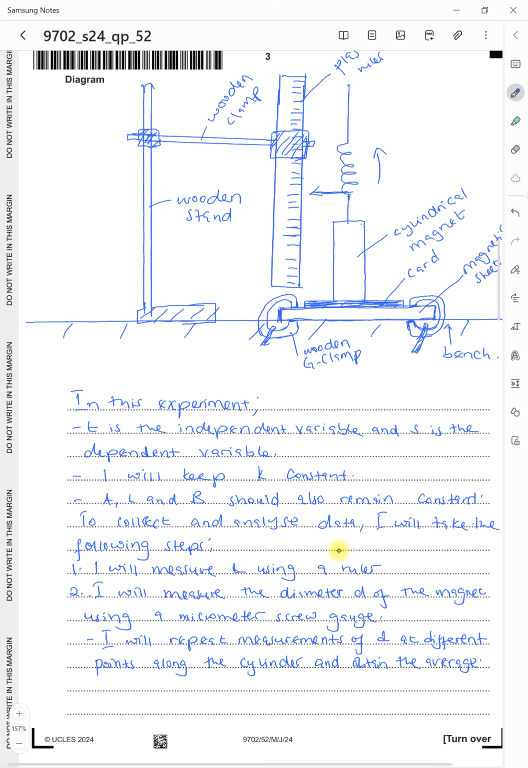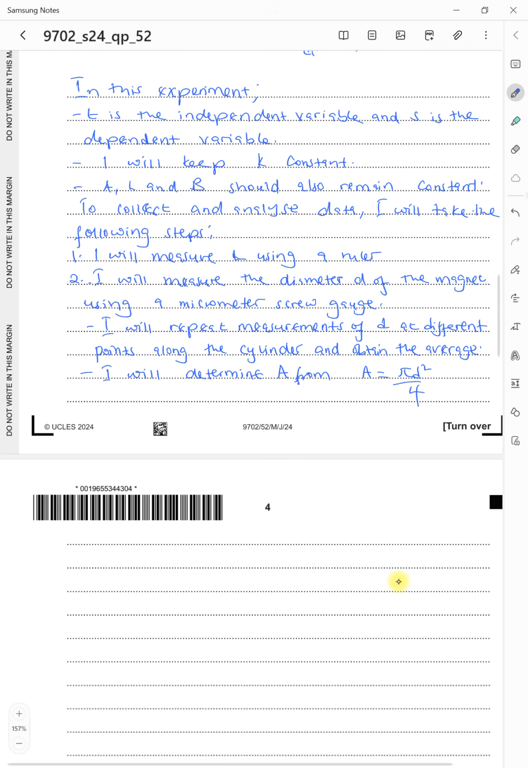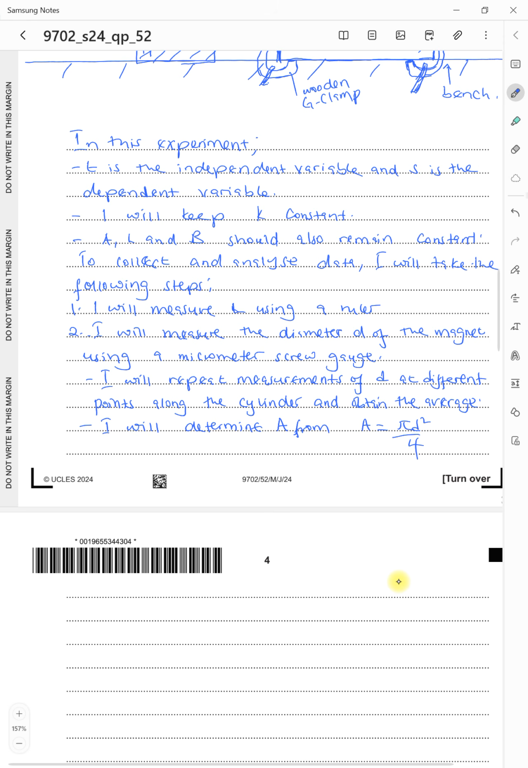So I will obtain the average. And of course, after obtaining the average, now I can obtain the cross-sectional area. So I will determine A from A equals pi d squared over 4. That is the cross-sectional area. Okay, so step number 3. I have finished finding the cross-sectional area from pi d squared over 4.